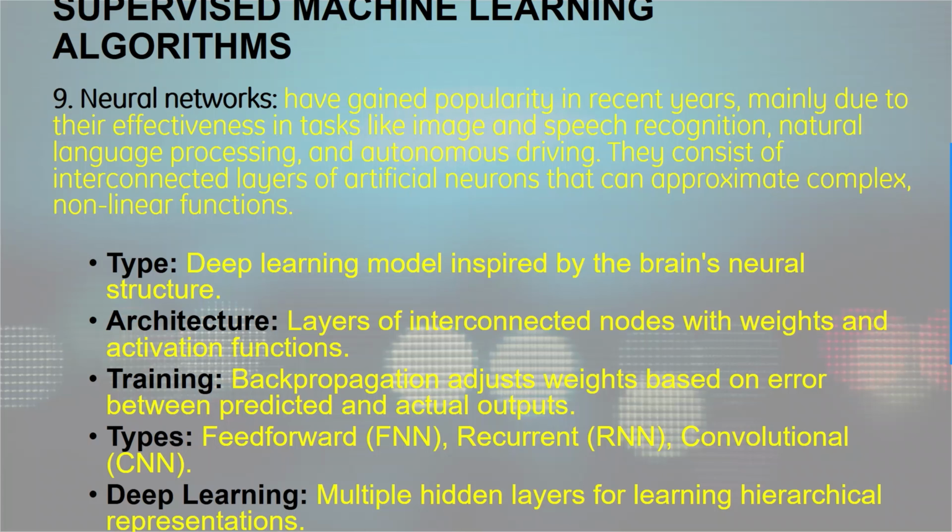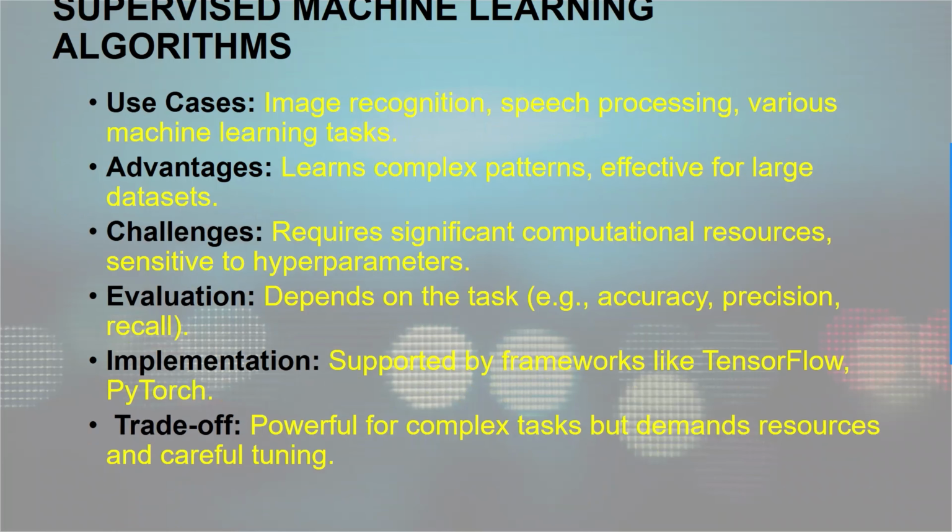Then we have architecture, which is layers of interconnected nodes with weights and activation functions. Then we have training, which is backpropagation, adjusting weights based on the error between predicted and actual outputs. The types here are the feedforward network, which is FNN, then recurrent, which is RNN, then convolutional neural network, which is CNN. Then we have deep learning, with multiple hidden layers for learning hierarchical representations.